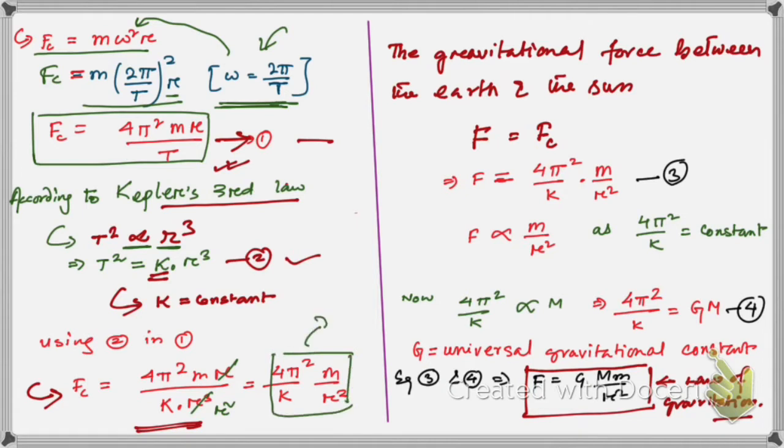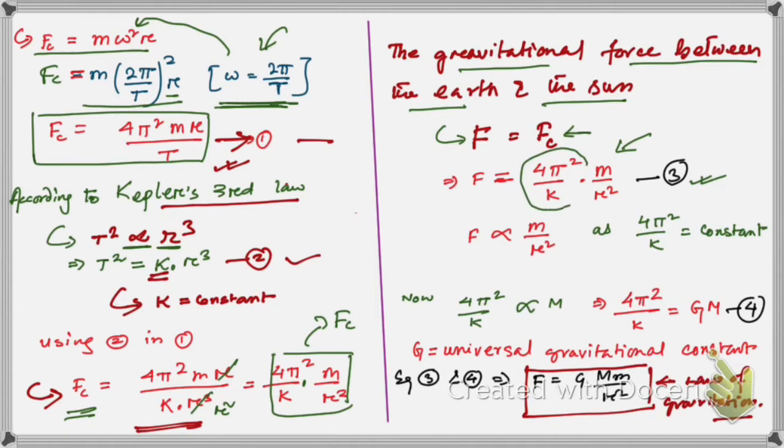Fc is equal to this, that is the centripetal force acting on the earth. Now the gravitational force between the earth and the sun must be equal to this centripetal force. I have considered that capital F represents the gravitational force only, and Fc represents the centripetal force. And then I have written the expression that we have got here for Fc. Fc is equal to 4 pi square by k into m by r square. So I have written that here, and this is suppose equation number 3. So from here you see this part is constant, right?